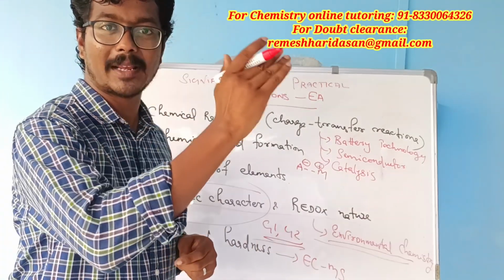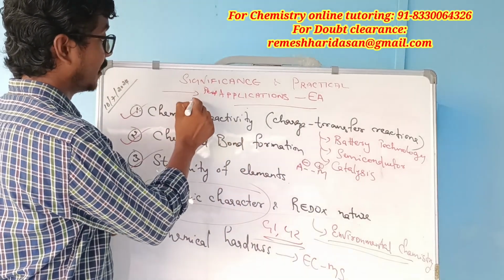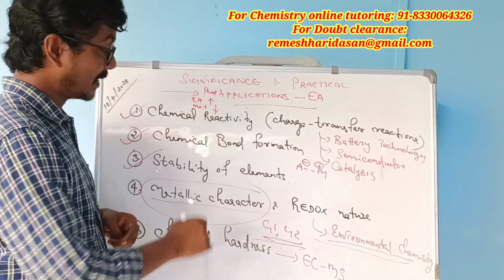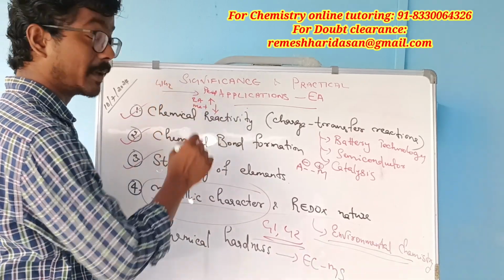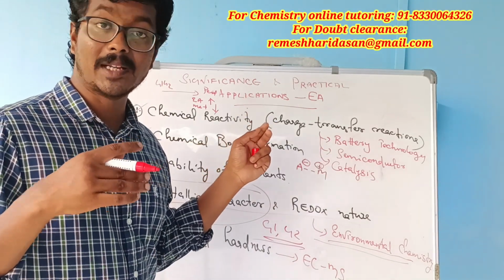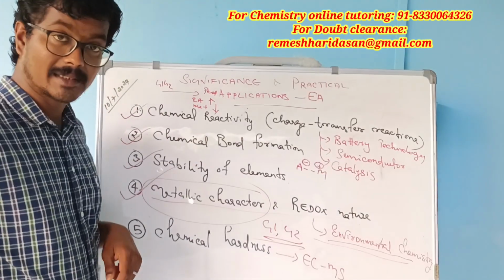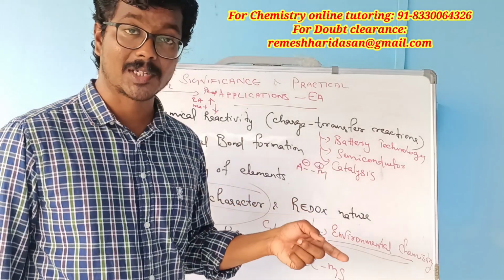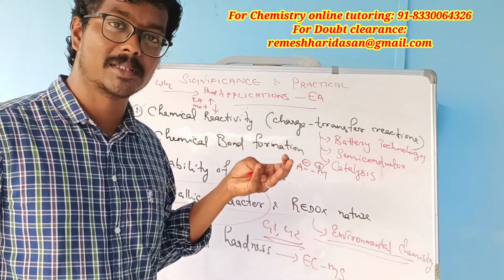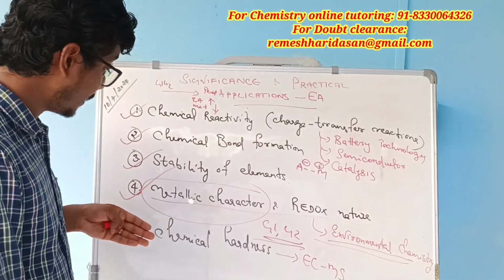Moving from left to right of a period, electron affinity increases and metallic character decreases. That's the reason group 1 and group 2 show low electron affinity with high metallic character, while halogens possess very high electron affinity with low metallic character. So this is the significance. And in environmental chemistry, the electron affinity value of chlorine and halogens is very prominent because they are used in pesticides, floor cleaners, and so on.